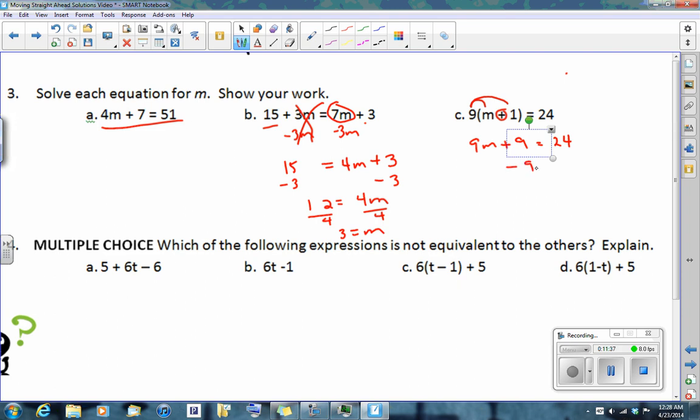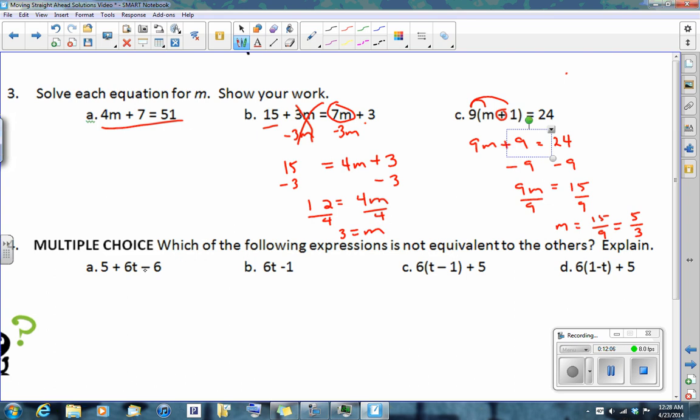We'll subtract 9 coins from both sides. That leaves us with 9 pouches, 9m, and we've got 15, and divide by 9, divide by 9. We've got m equals 15 ninths. We can leave it as an improper fraction. We could reduce that, dividing them both by 3. We get 5 thirds. So that's fine. Down here, which of the following expressions is not equivalent to the others? Explain.